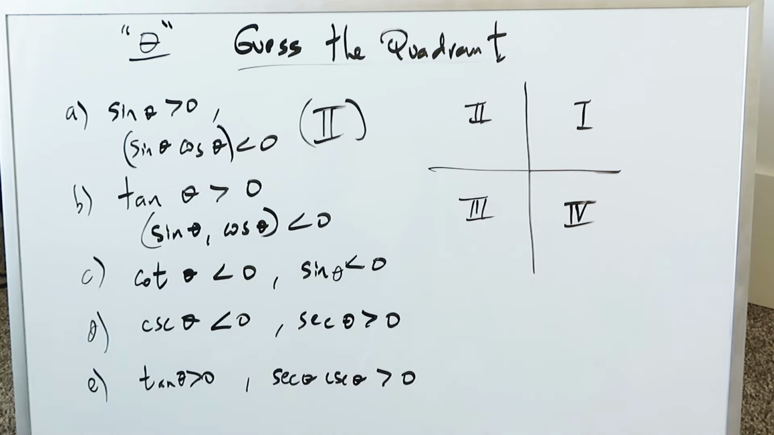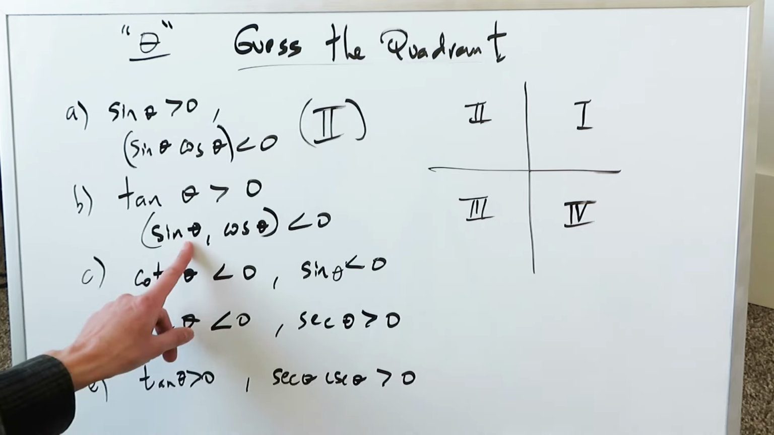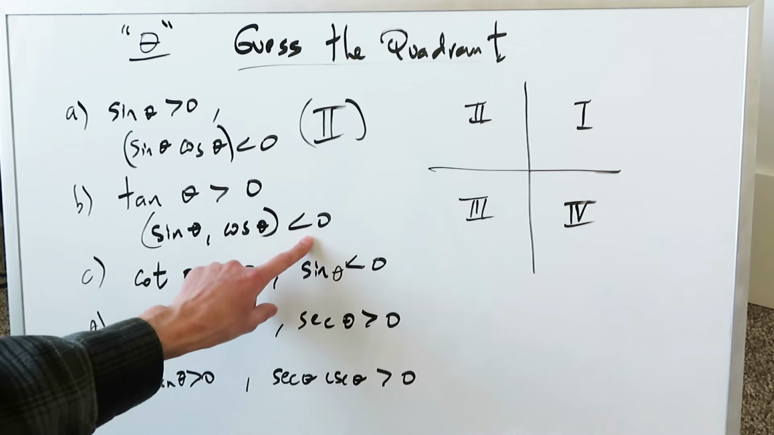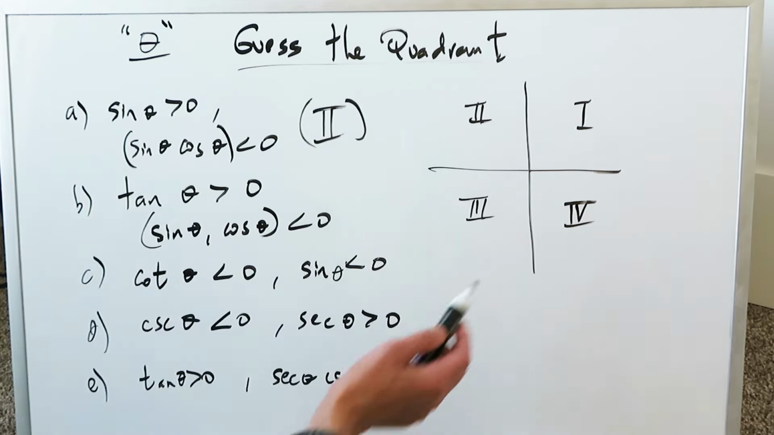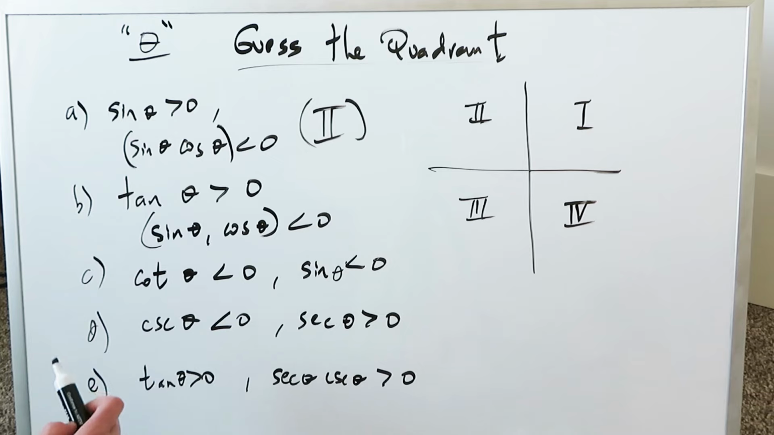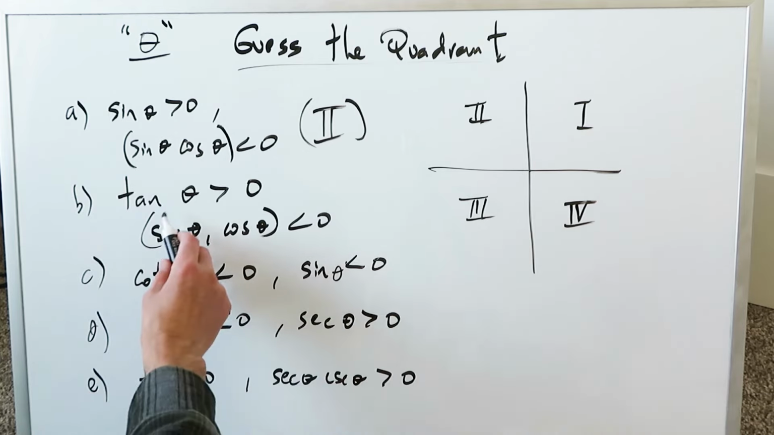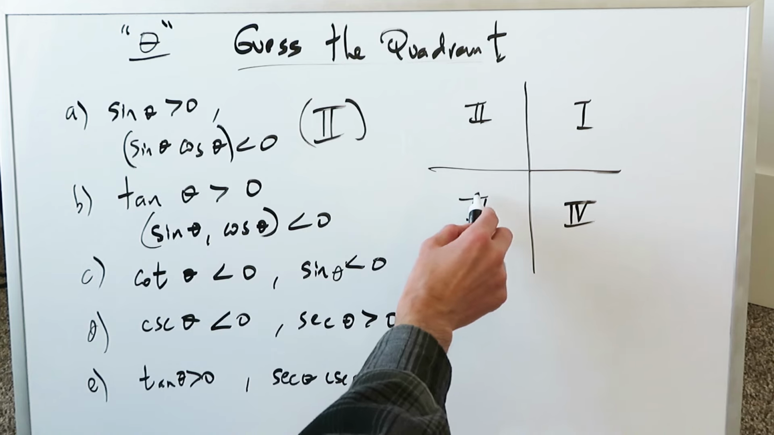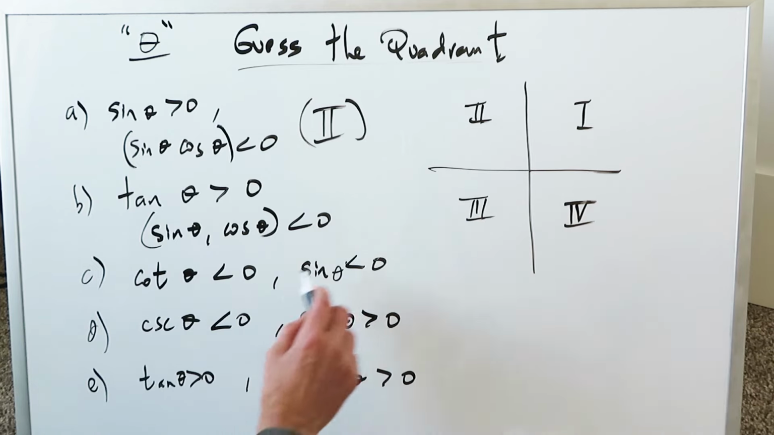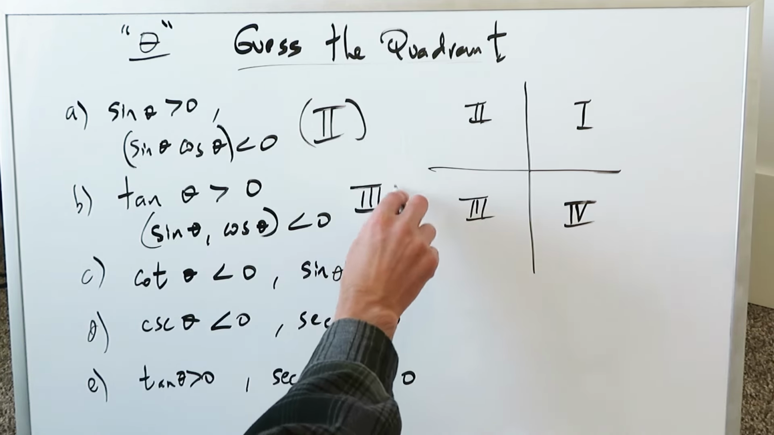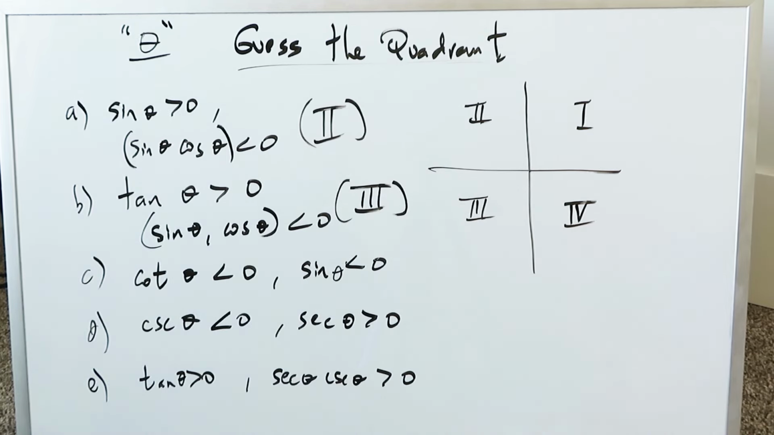Question B, tan theta is greater than 0. But independently, sine theta and cosine theta are negative or less than 0. We know tangent is positive in the first and the third quadrants. The one factor here which remains constant is the fact that tan is positive in the third, but sine and cosine are negative in the third. Therefore your answer must be the third quadrant, and you would be right.